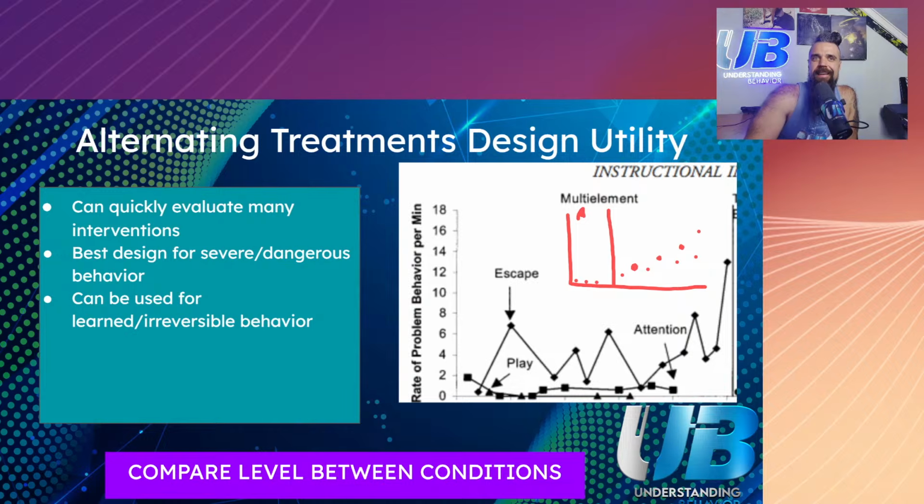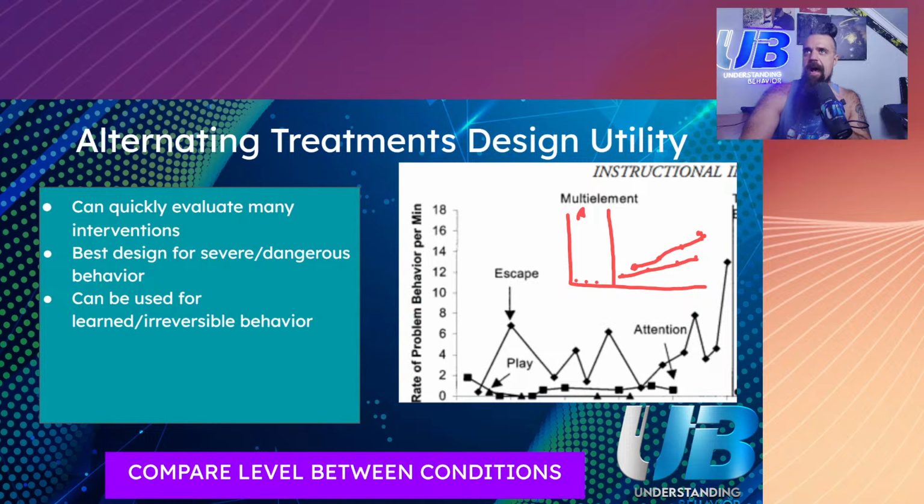Let's say our data are kind of looking like this. So kind of like that and like this. Even though this is an irreversible behavior, we can still use this alternating treatments design because it kind of evens itself out, where this would actually be another sequence effect, called a practice effect. This is essentially when the learning from a previous condition affects the next condition.